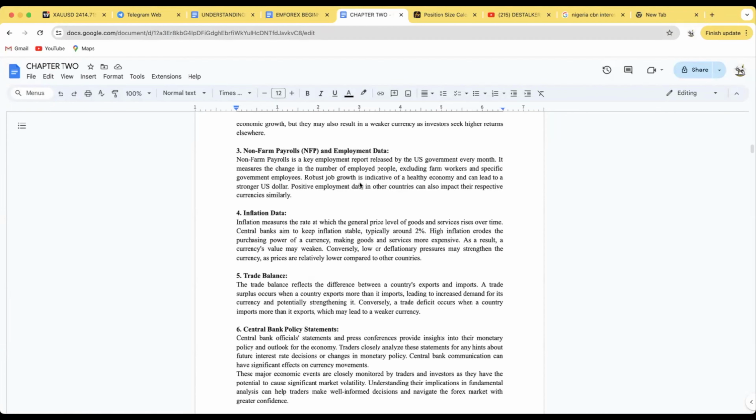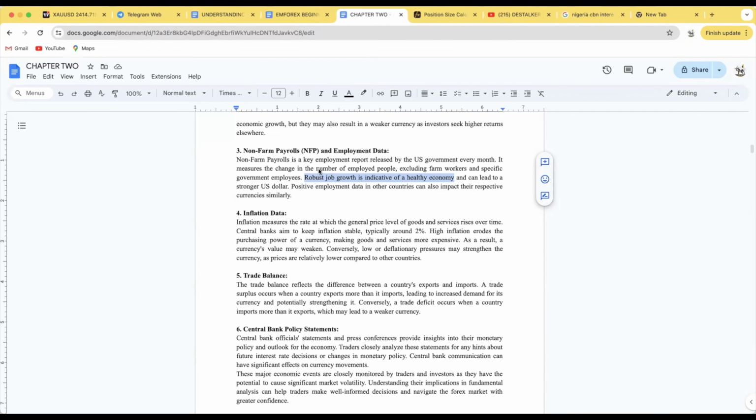Robust job growth is indicative of a healthy economy. Remember, recession is a weak or a dying economy. A robust job growth is indicative of a healthy economy and can lead to a stronger dollar. Positive employment data in other countries can also impact their respective currencies similarly.